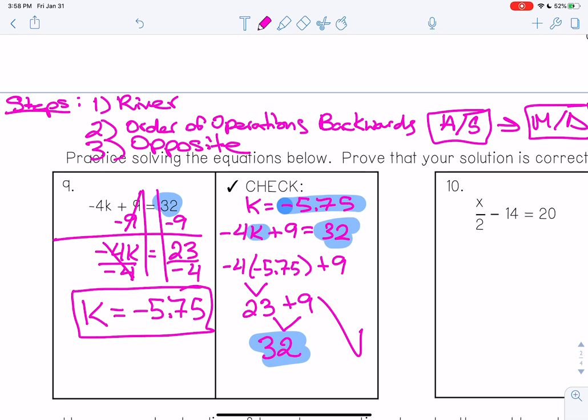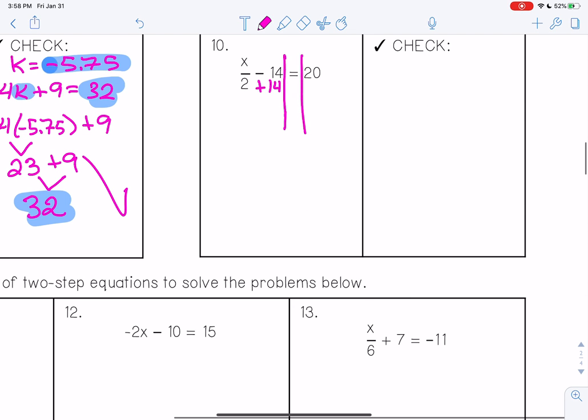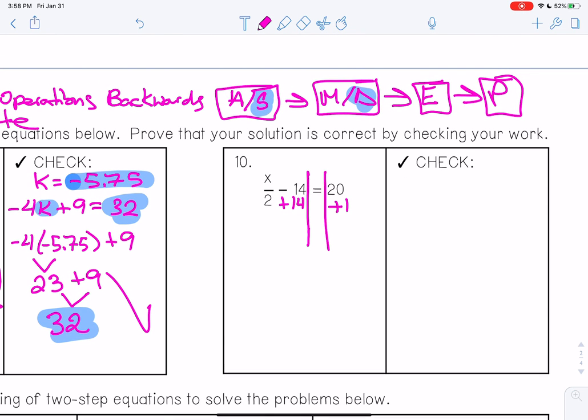All right, now let's look at number 10. Step 1, we draw the river. Step 2, we do order of operations backwards. So in this case, we have x divided by 2 minus 14. Well, if we're doing order of operations backwards, the subtraction comes before division. So we are going to take care of that 14 first. So we're going to add 14, do the opposite. That's step number 2. If it's minus 14, we're going to do the opposite and add 14. Oopsie. And whatever we do to one side, we have to do to the other to keep that equation balanced.